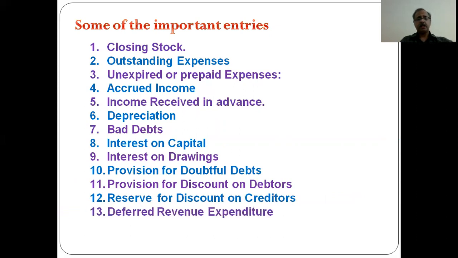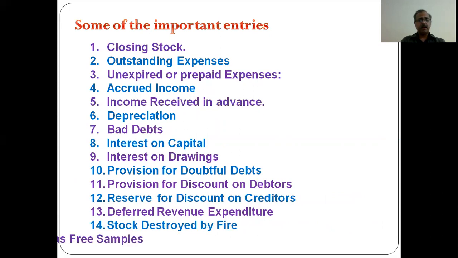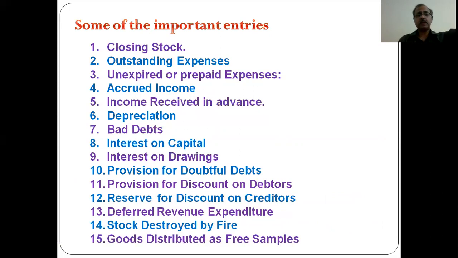The next one is deferred revenue expenditure. Then we can say stock destroyed by fire. And the last one is goods distributed as free samples. So these are the normal items coming under adjustments. That means we come to know of some expenses or incomes only after the preparation of the trial balance.